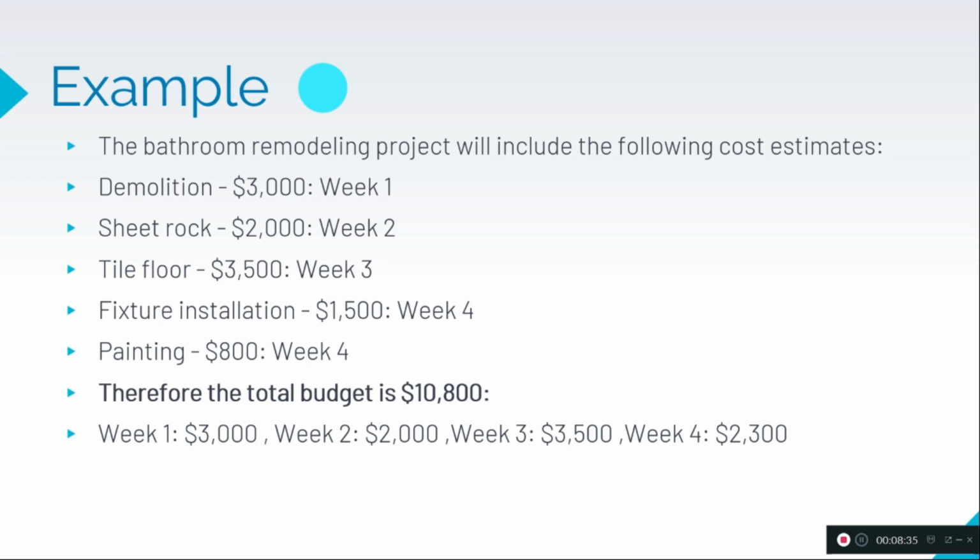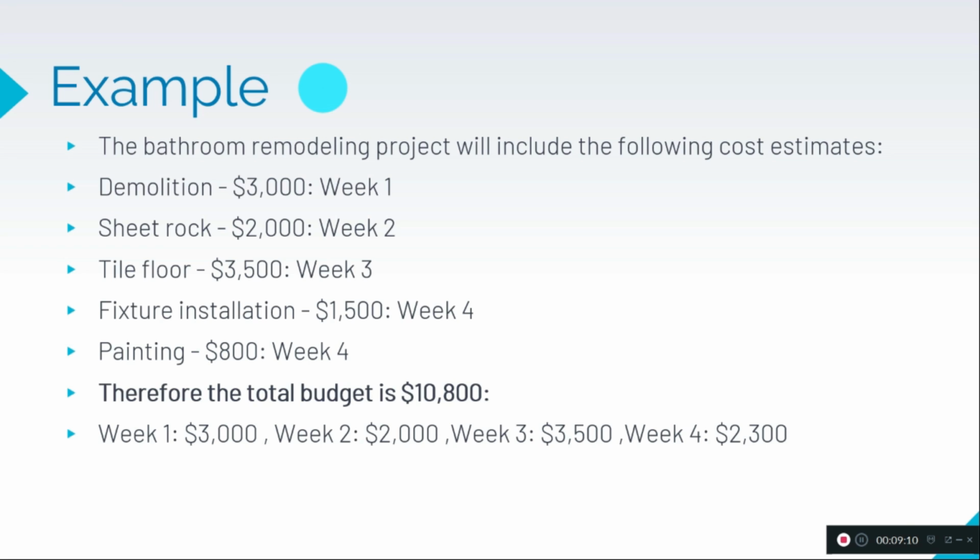Okay, when we talk about the budget, the total budget of the project is $10,800. At the project start, the organization does not need to have the entire money. Week 1 they should provide $3,000. Once we complete the demolition, they will evaluate which tasks are completed as per the plan, and they will release the $3,000 fund. Okay, and sheetrock, week 2, $2,000.